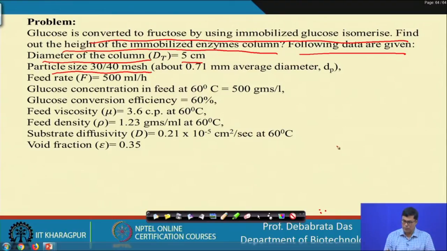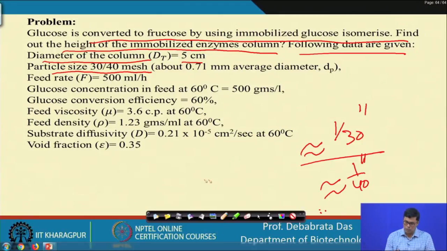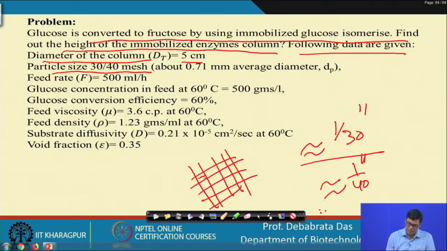I can tell you that 30 mesh means approximately 1 by 30 inch, not exactly, and 40 mesh means approximately 1 by 40 inch. So you have a sieving machine with sieving plates, and in this the pore size is 1 by 30. So 30 mesh means bigger size, and 40 mesh means smaller size. If a particle passes through 30 and is retained by 40, we call it 30 by 40. If it passes 40 and is retained by 50, we call it 40 by 50. So this is like this.